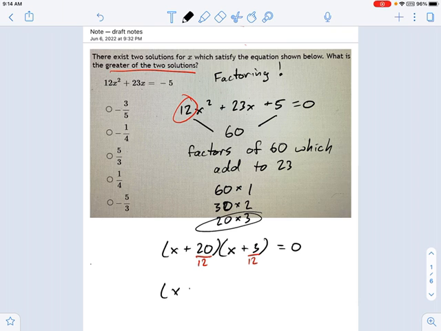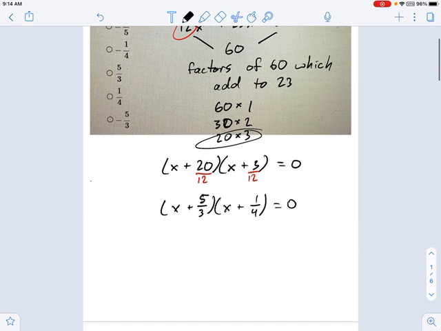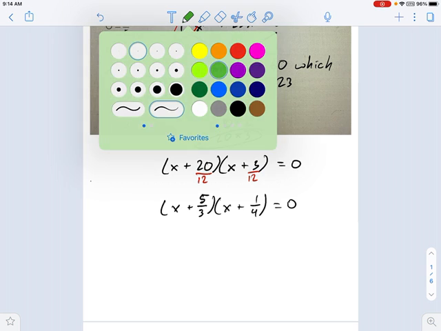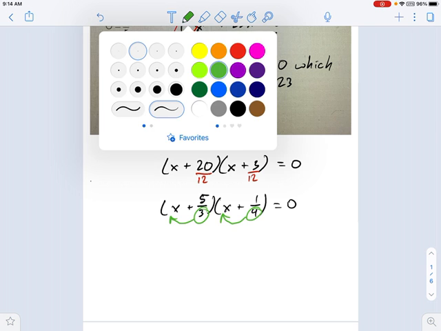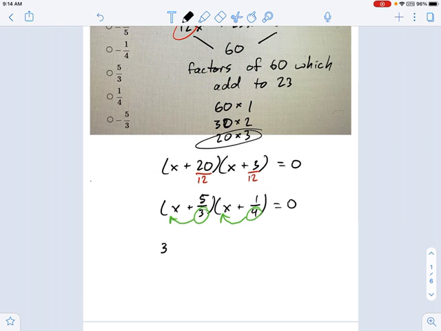So that's x plus 5 over 3, and x plus 1 over 4 equals 0. Once those fractions cannot be simplified anymore, we take the denominator of each one and move it over in front of the x. So look at what we have now. This is our answer: 3x plus 5 times 4x plus 1, and we're done.